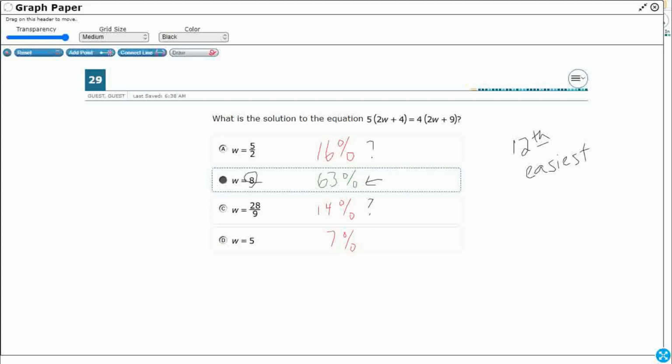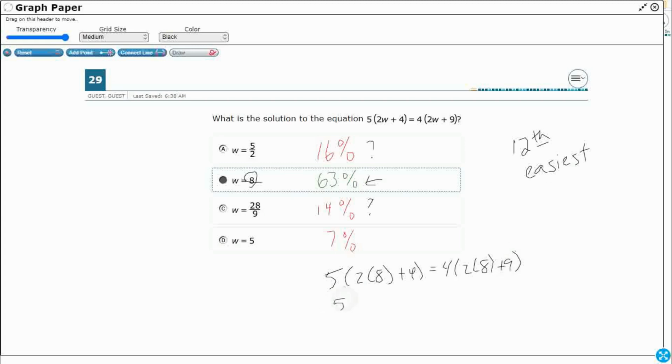If you think your answer is 8, let's plug that in. Because if it doesn't make a true statement, then it's not the right answer. 8 is going to make a true statement. But if you tried 5 halves, it's not going to make a true statement. If you tried 28 ninths, that's also not going to make a true statement.